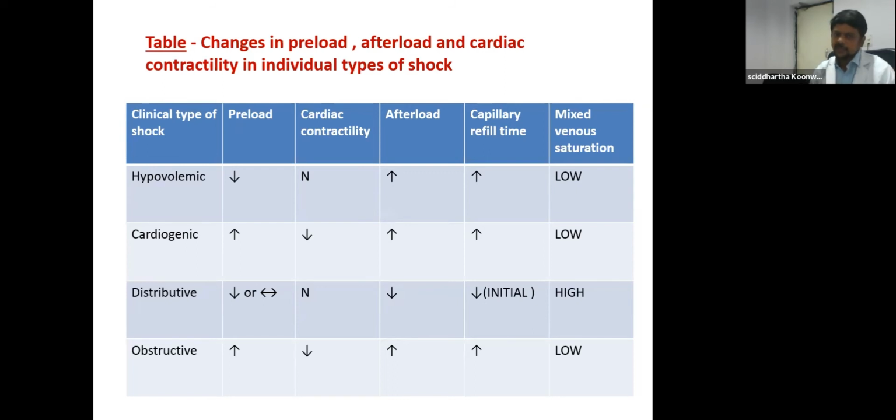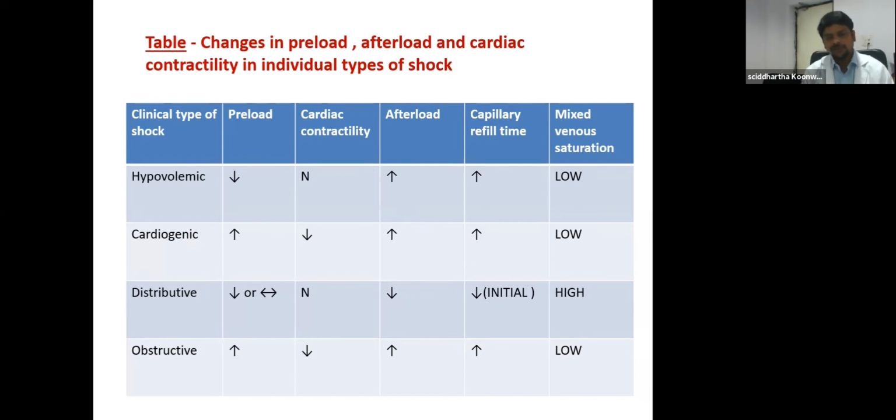In cardiogenic shock, the basic pathology is decreased cardiac contractility, which leads to increase in preload as end diastolic volume is increased, and also there is increase in afterload due to increase in systemic vascular resistance. Capillary refill time is again increased and mixed venous saturation is low.